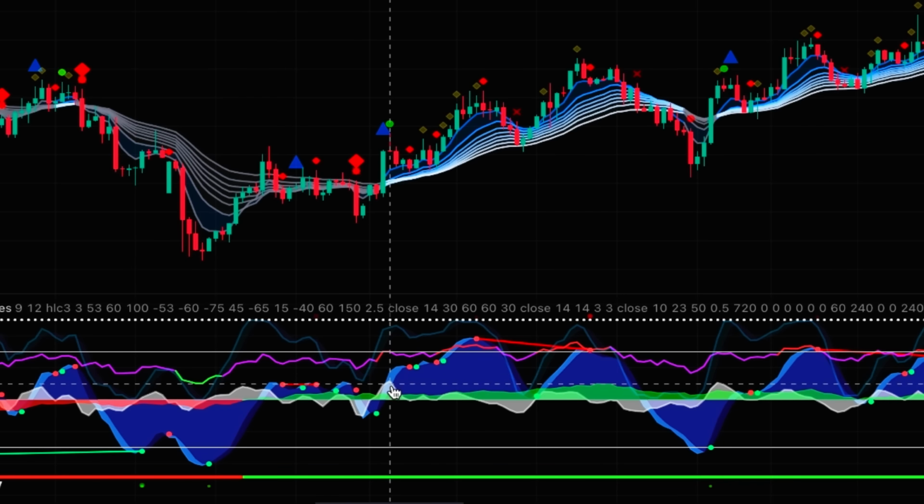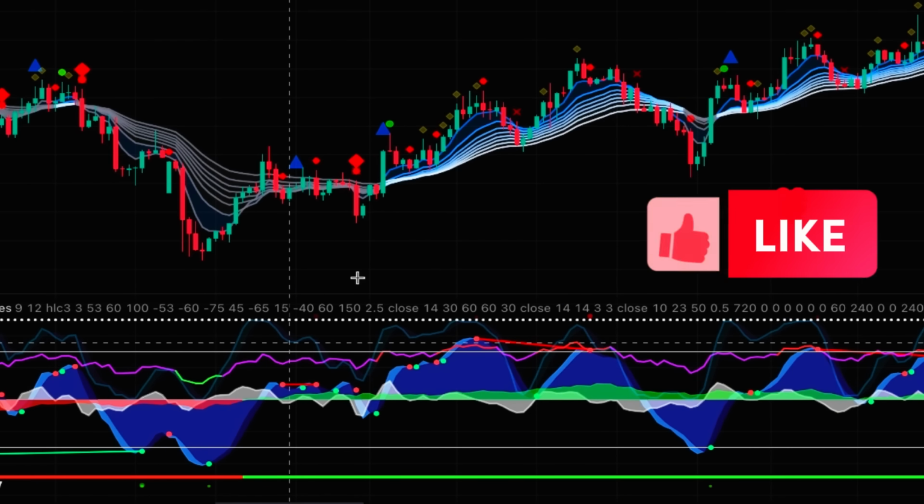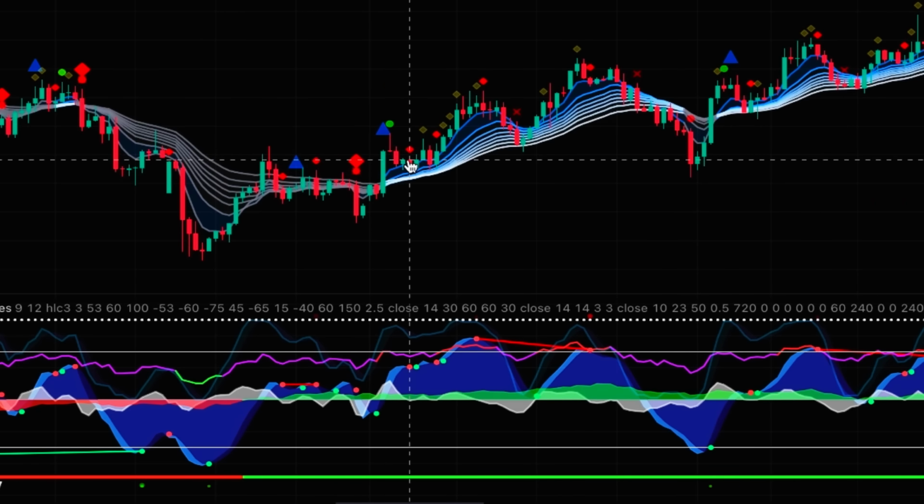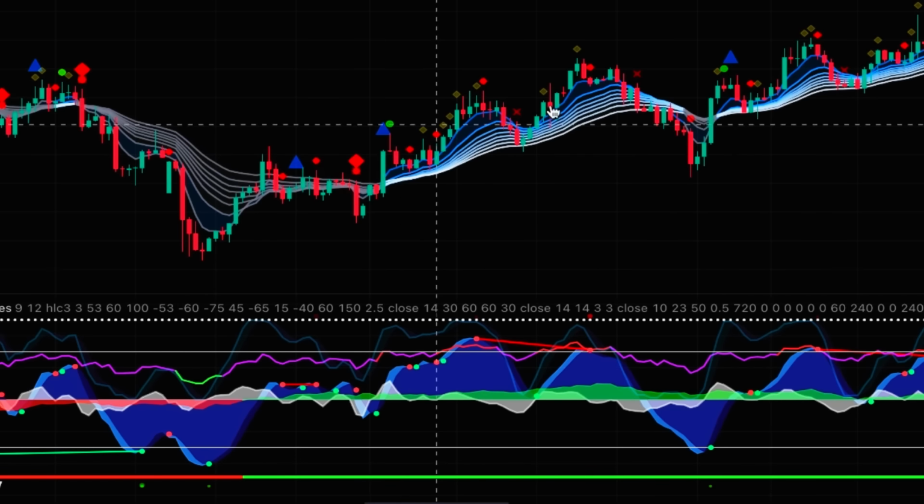And VWAP is also above the center line, telling us that the price is trading above the average daily price, which again shows buying interest in the market. So you can see that we have several signals confirming that we have greater upside momentum here, and so advancing of the price is expected to happen.